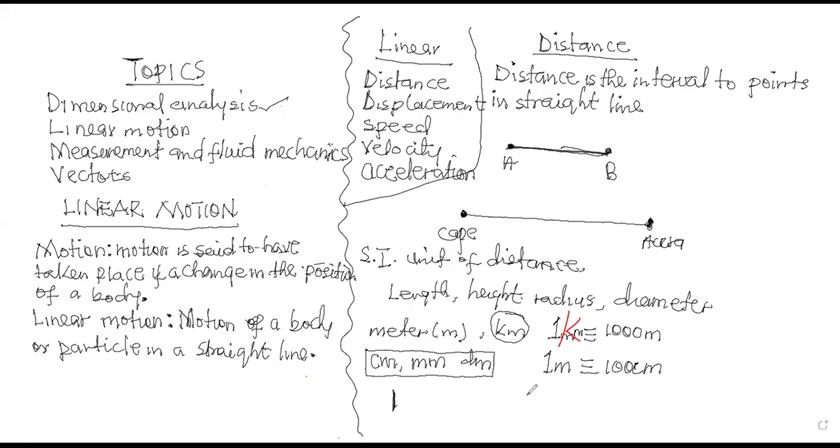Then we have the millimeter. The same 1 meter is also equivalent to 1,000 millimeter, meaning that the 1 meter rule, when we want to express it in millimeters, must be divided into 1,000.